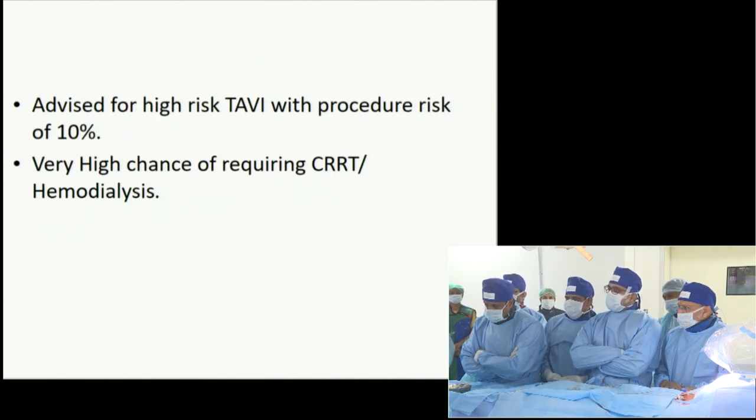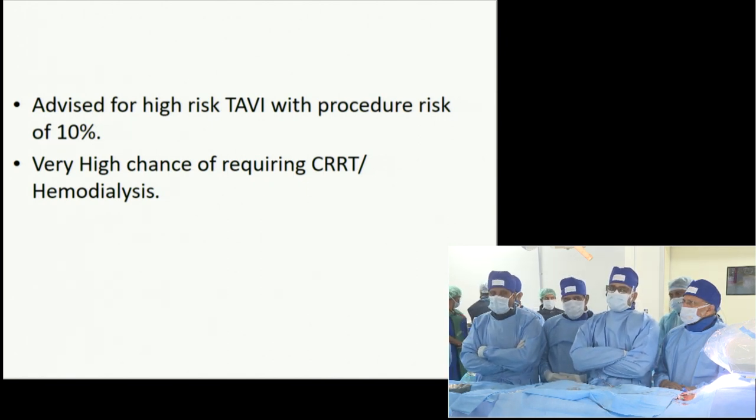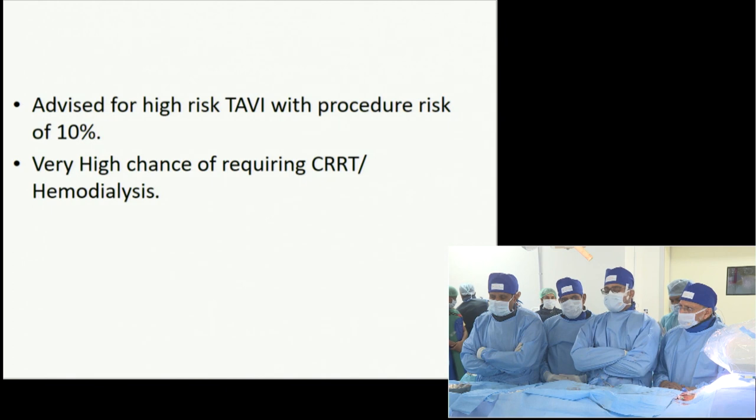So his blood parameters, I don't think we have a slide. He has a creatinine of 5. He has a urea of 70. So this is the baseline creatinine level. The patient is aware that he may need dialysis, but he's not keen on dialysis.